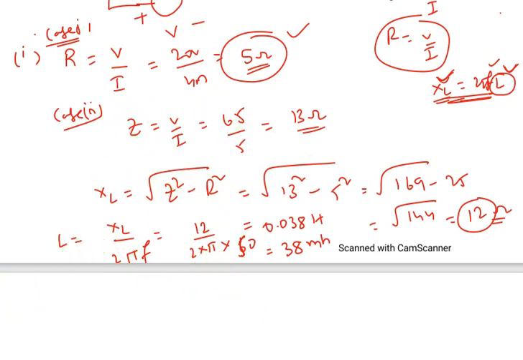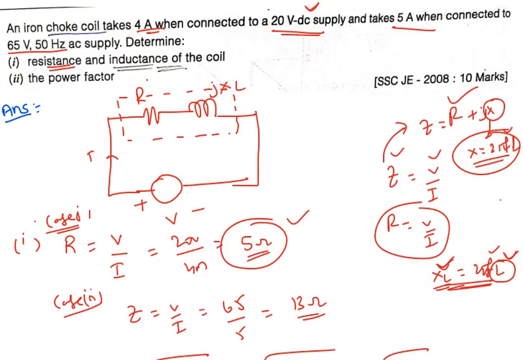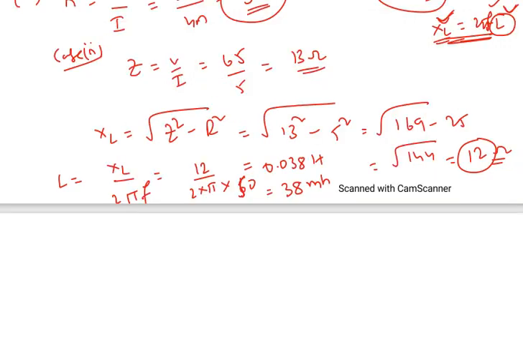And in the second question, he is asking the power factor. In case of an iron choke coil, you know the power factor cos phi equals R by Z. So based on that you can calculate the power factor. So for the second question, power factor, that is cos phi equals R by Z.